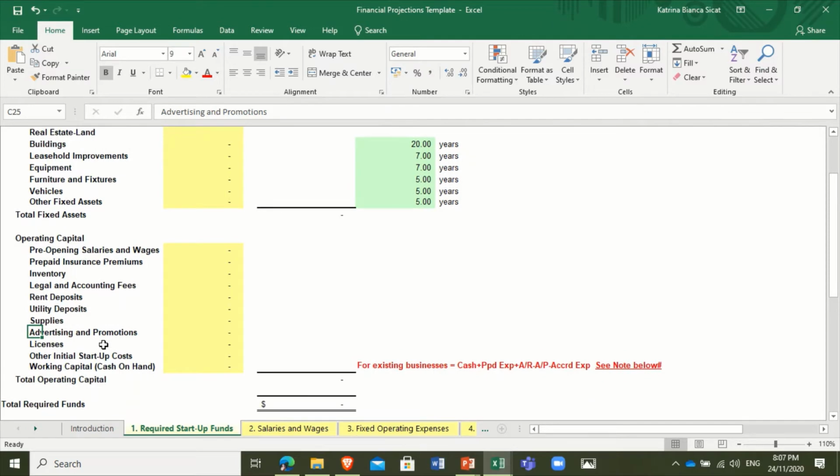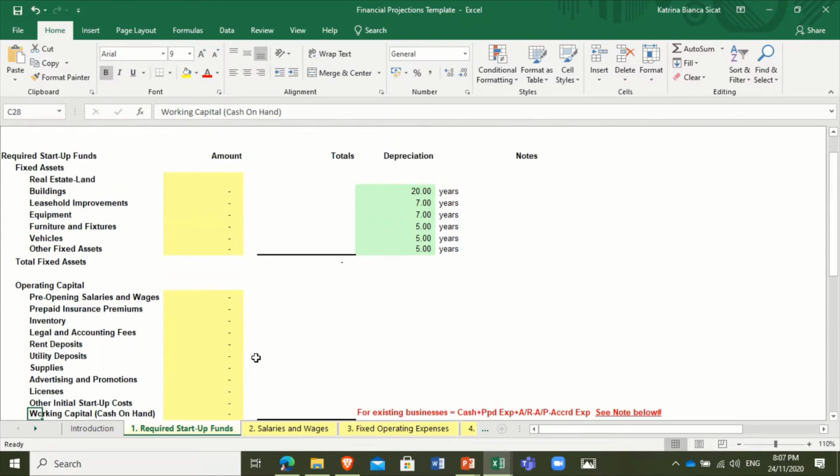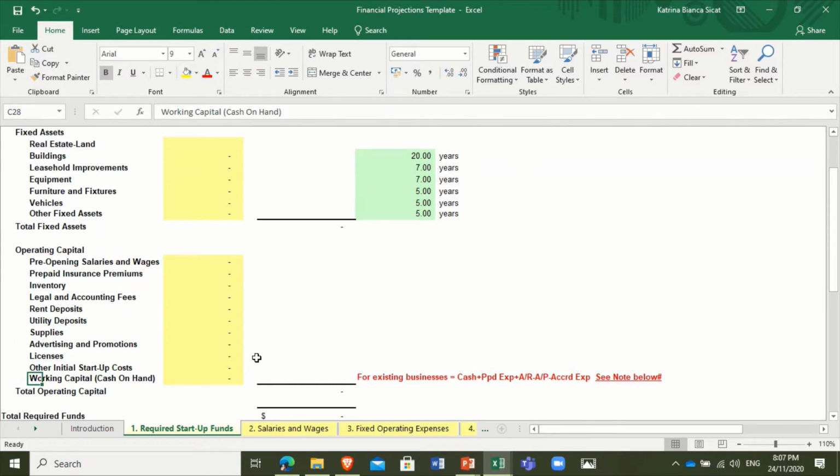Okay? And then of course, you need your cash on hand. Okay? So kailangan talaga merong actual cash on hand so that you could anticipate the short-term liabilities intended for the next months of the business. Remember, yung projection natin is 3 years. So, on the first year of operation, kailangan meron kang cash on hand.